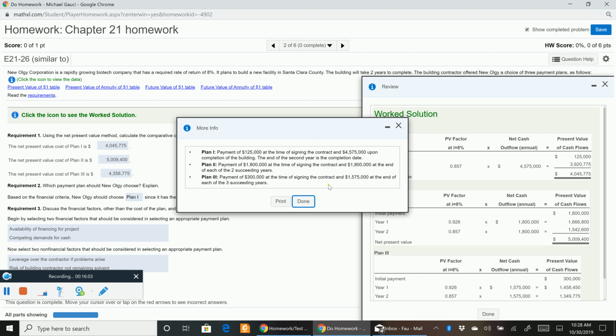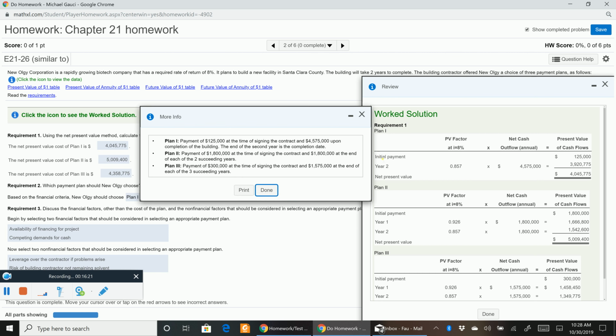And so what we want to do is bring everything down, because we are dealing with future cash outflows. We want to bring everything back to present value. That would be the best way to analyze this situation. So Plan 1, we can make an initial payment of $125,000. That number is already at present value because that amount is paid today.